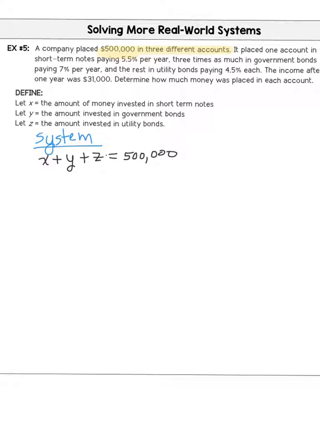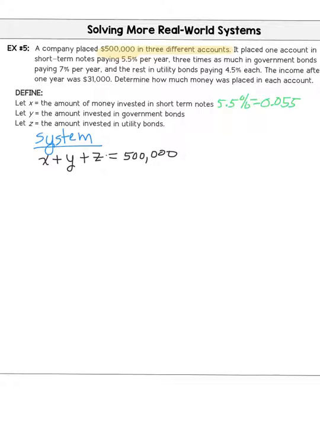So let's write that over here. This is 5.5%, which is equal to its decimal equivalency of 0.055. We're going to need that.